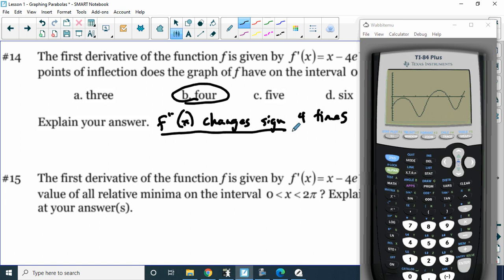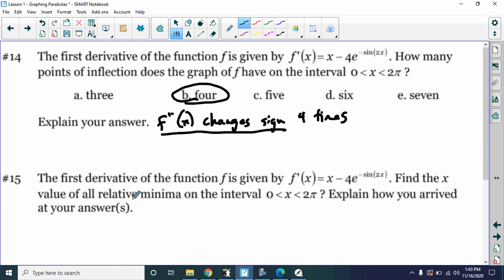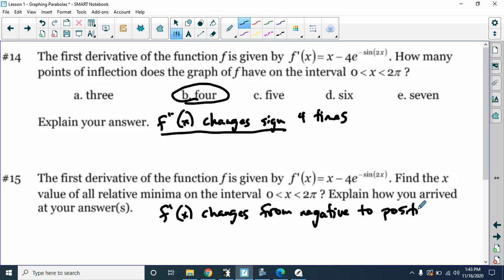Number 15 asks us to find when we have relative minima. Find the x value of all relative minima from 0 to 2 pi. We have a minimum value when f prime of x changes from negative to positive. Basically, the function was decreasing and then increasing. That's going to give us a minimum value.